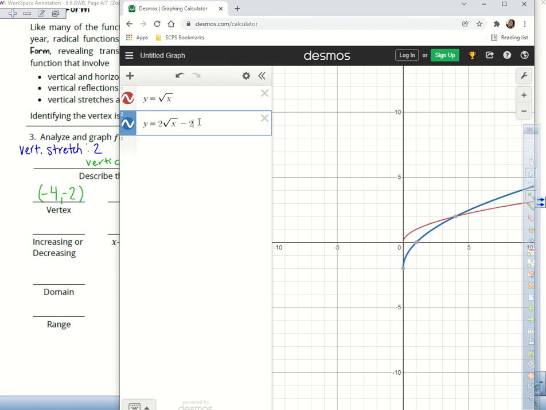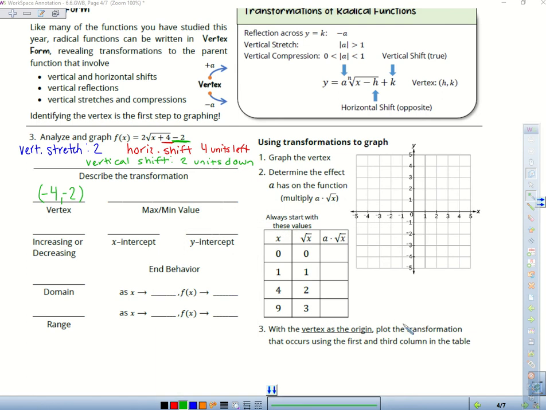Sometimes it's easier to do this in steps. So instead of doing it all at once, we're going to graph just the vertical stretch portion. The table that we have here represents the original function. If we're doing a vertical stretch, that means that we're multiplying the y values by 2. In this case, our a is 2. So we're going to take this column and multiply each of these values by 2. What is 0 times 2? 1 times 2? 2 times 2? 3 times 2?